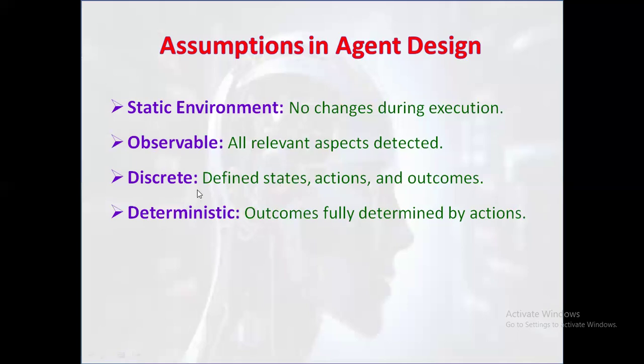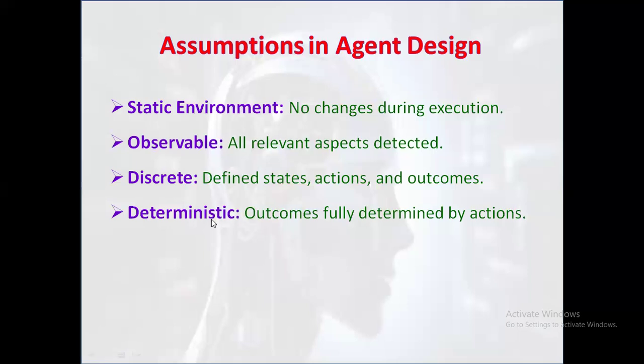Next, it is discrete. The environment is assumed to be discrete, with clearly defined states, actions, and outcomes. This makes it easier for the agent to reason about its actions and navigate through the problem space.